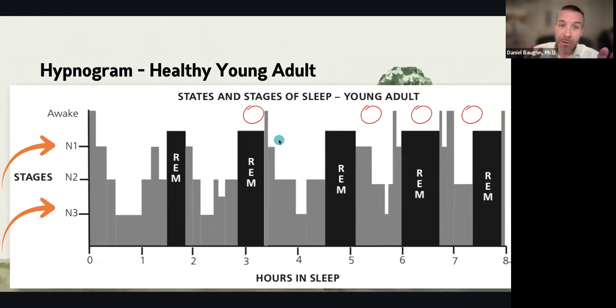But regardless, what I want you to see on this hypnogram here is that healthy young adult sleepers have multiple wake ups in the middle of the night, and that's not a problem. The real difficulty is waking up in the middle of the night and not being able to go back to sleep.